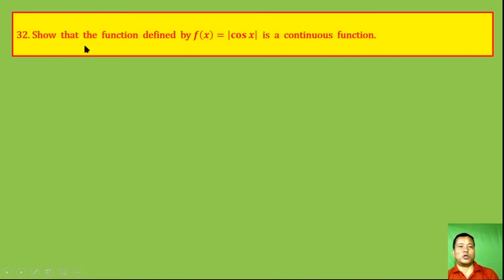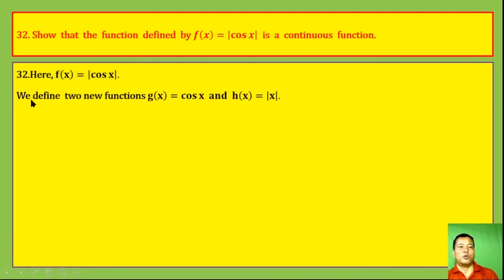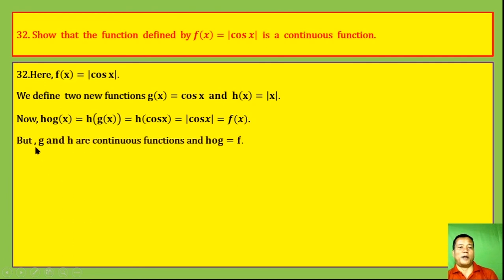Question number 32. Prove that the function defined by f of x equals modulus of cos x is a continuous function. Similarly, we can prove it. We define two new functions, g of x is cos x and i of x is modulus of x. Now h of x is i of g of x, which is i of cos x, the modulus of cos x, which is again equal to f of x. But g and i are continuous functions and h is equal to f. Hence, f is a continuous function.